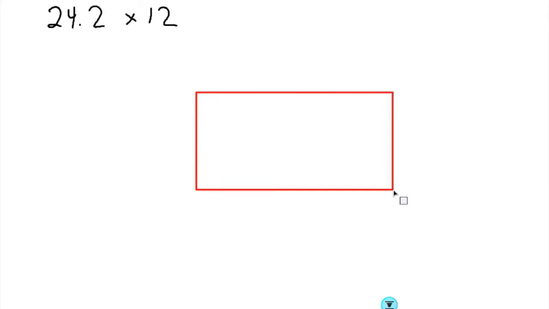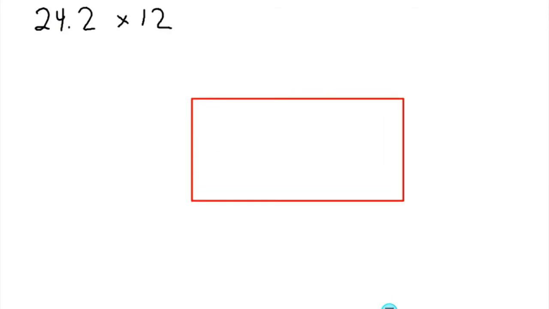For our last problem of the day, we're going to be multiplying a decimal times a whole number using an area model / rectangle section. So the problem we have is 24 2/10 times 12. So we set up our rectangle section. We decompose our 12, that's 10 plus 2. Now we're going to carefully decompose our 24 2/10.